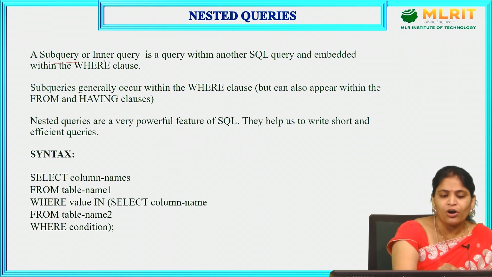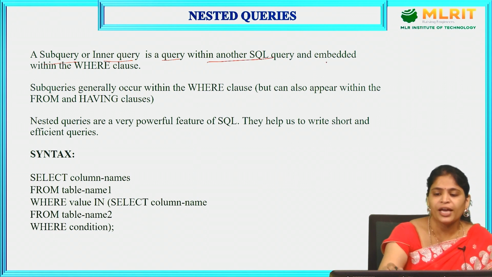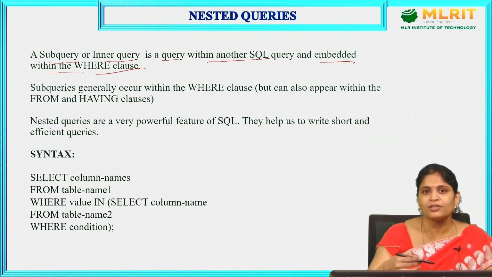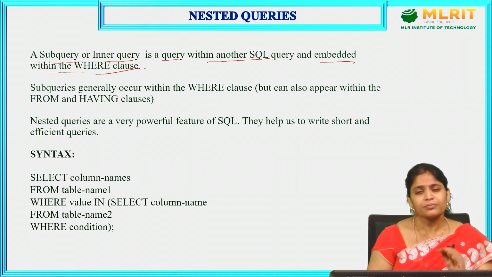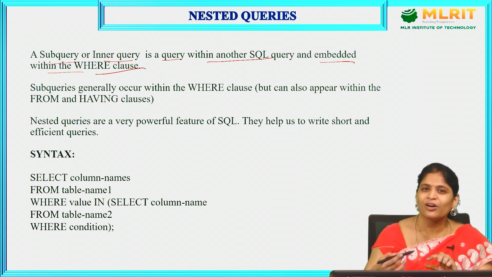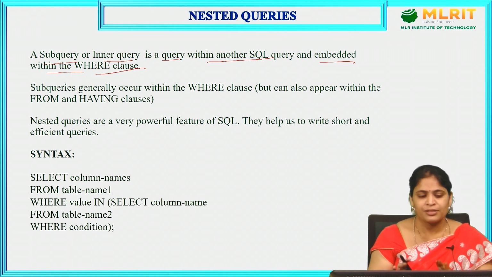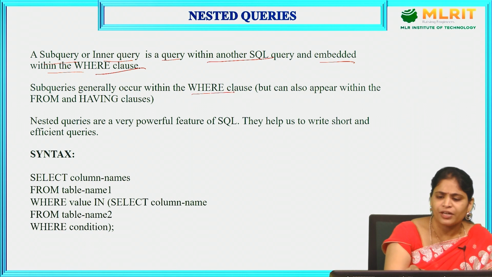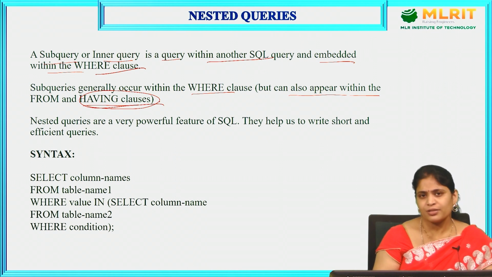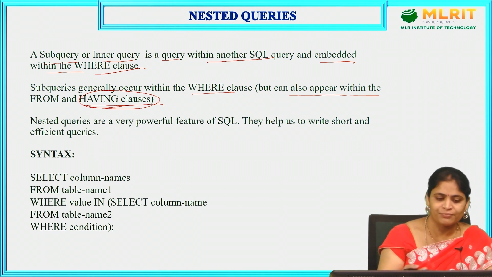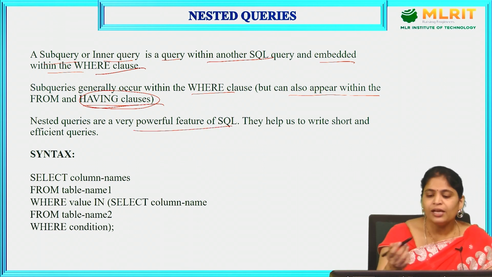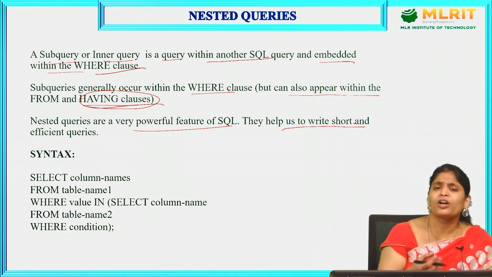A subquery or inner query is a query within another SQL query, embedded within the where clause. We have three clauses, right? Select, from and where. Within the where clause we write another query. That query is called an inner query, subquery or nested query. Subqueries generally occur within the where clause but can also appear within from and having clauses. Let us discuss the group by and having clauses in detail in the coming sessions. Nested queries are a very powerful feature of SQL. By using them, we can write short and efficient queries.